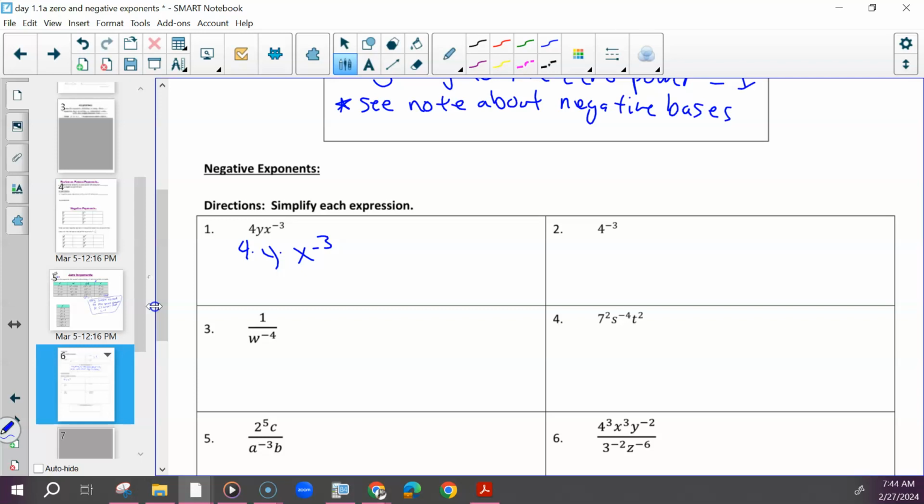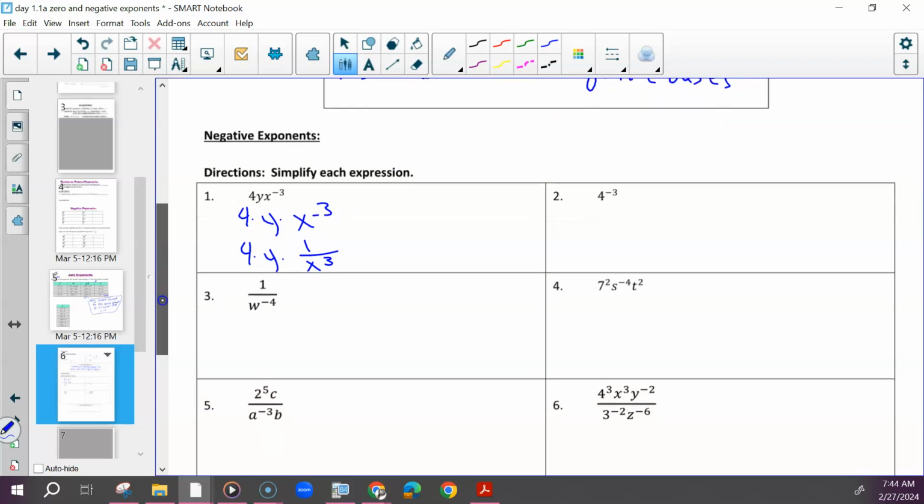Over 1 over x, 3. 1 over x to the third power. Is that what you're going to say? Yeah.